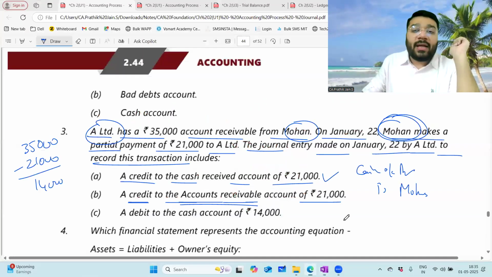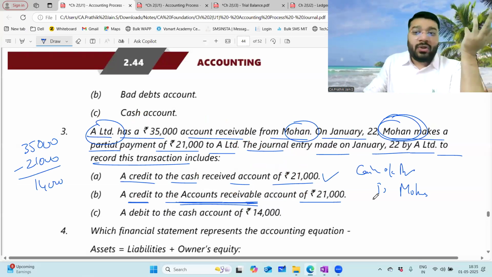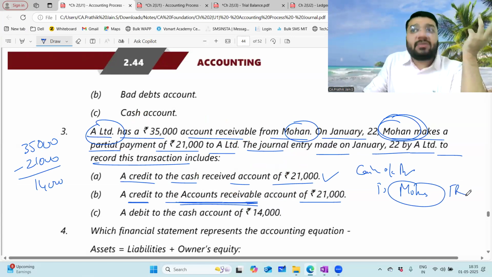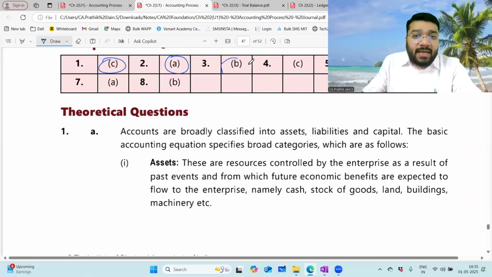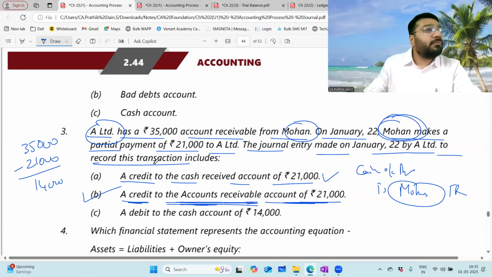So when I say Mohan account debit, the word Mohan is not given. Instead of that, if they give account receivable, is anything wrong? No. So Mohan should be credited, which is nothing but trade receivable credit. So credit the trade receivable 21,000. This is right. 3B, any problem? No problem.